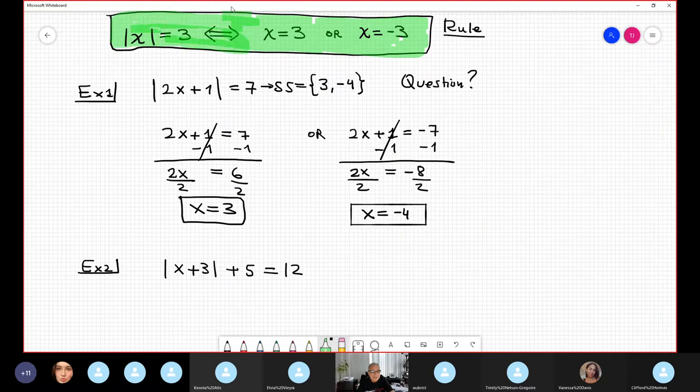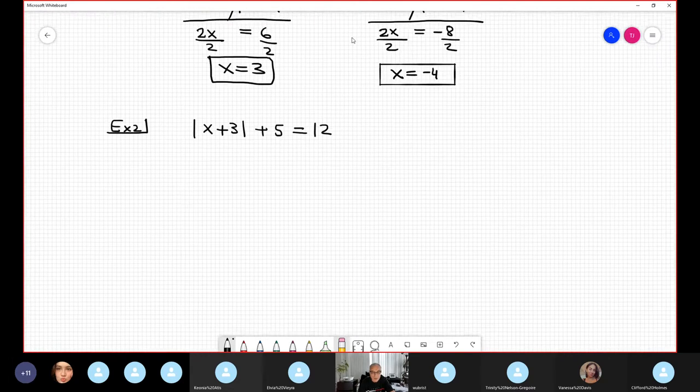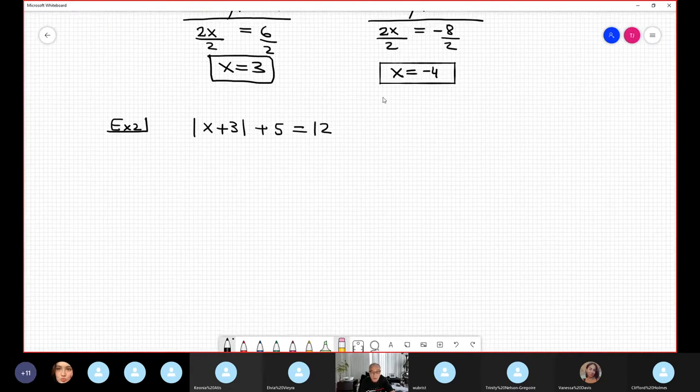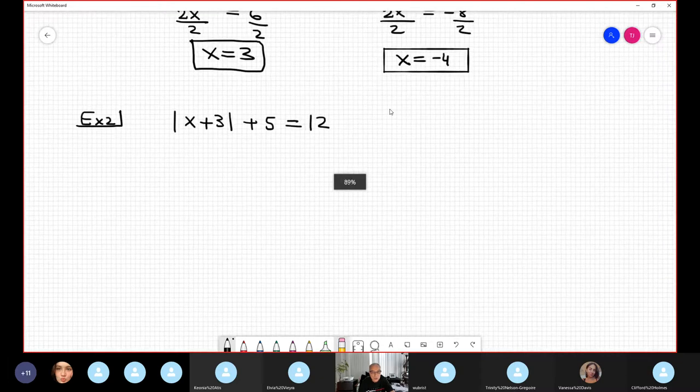The problem in this example is that this equation is not ready to apply this rule right now, because the absolute value expression is not yet isolated. The first step is to isolate the expression that contains the absolute value. And how do you do that? You move 5 to the other side, so this is 12 minus 5, which is 7.